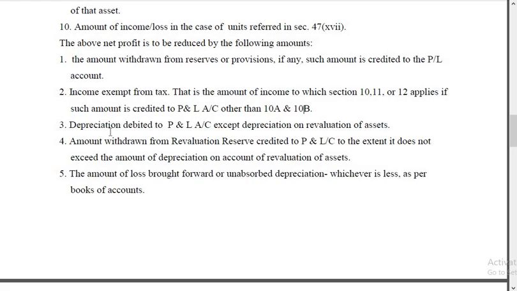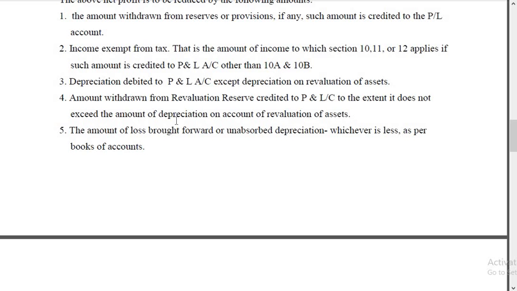The next, depreciation debited to profit and loss account except depreciation on revaluation of assets. In some problems you may find depreciation is once added back and same amount is deducted. But while deducting, if there is depreciation on revaluation of assets, that should be excluded while calculating the book profit. Amount withdrawn from revaluation reserve credited to profit and loss account to the extent it does not exceed the amount of depreciation on account of revaluation of assets. This point I will explain while I take up a problem.